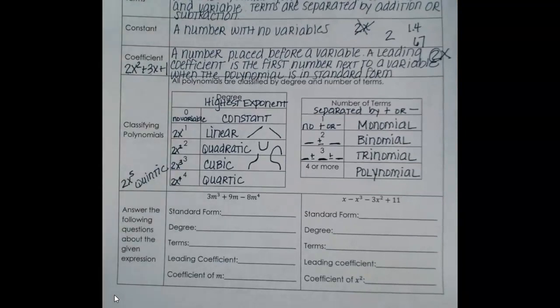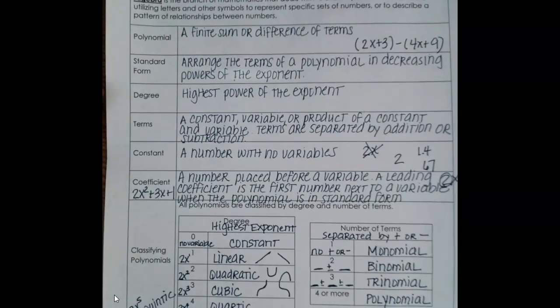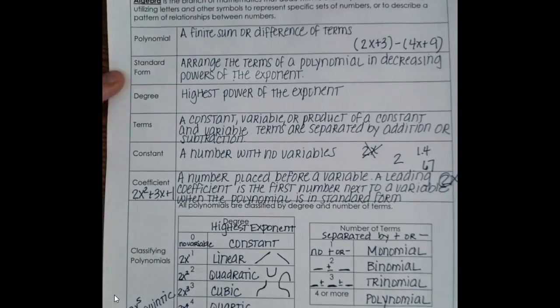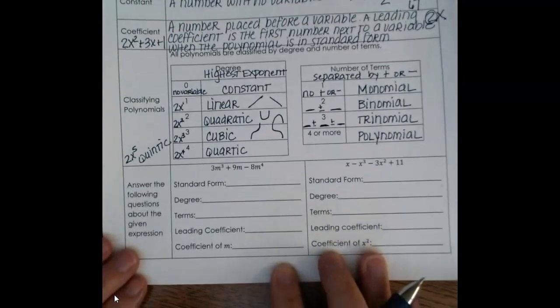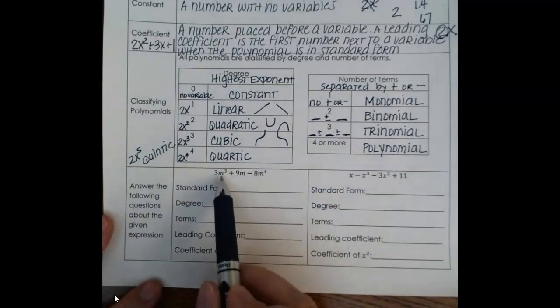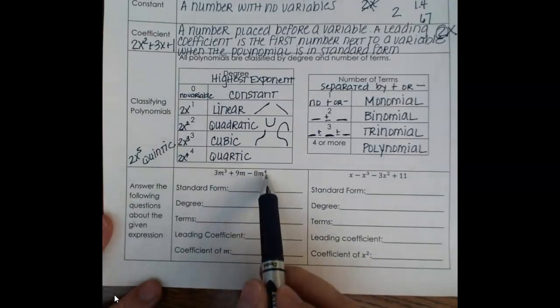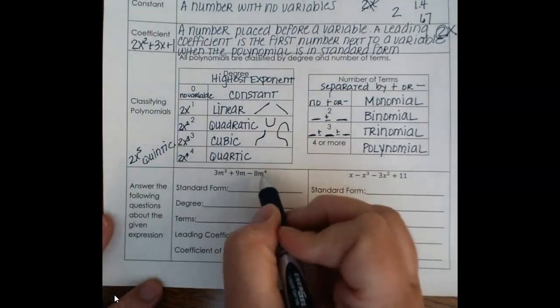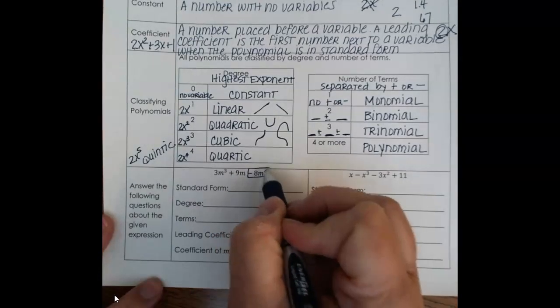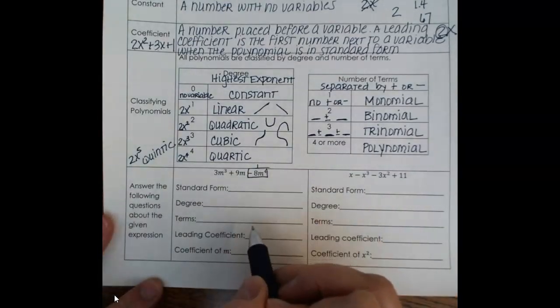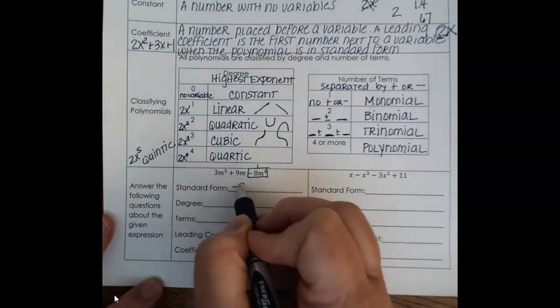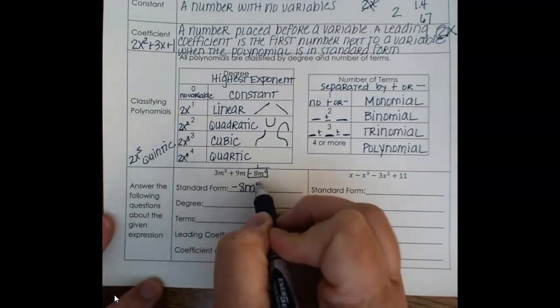We're going to put all of our vocabulary together here. So standard form. Remember, our standard form back up here says we're going to arrange the terms of a polynomial in decreasing powers of the exponent. Biggest exponent to smallest exponent. So when I look at my exponents, I see 4 is the biggest. That means this term needs to go first. I need to include the sign that goes with it, so we're going to say negative 8m to the 4th.